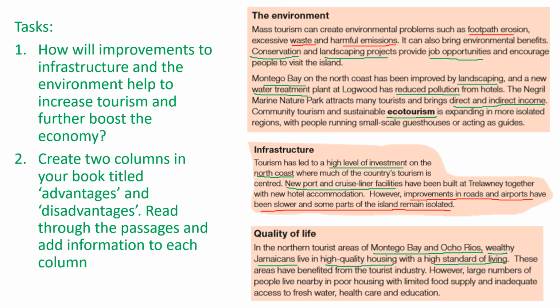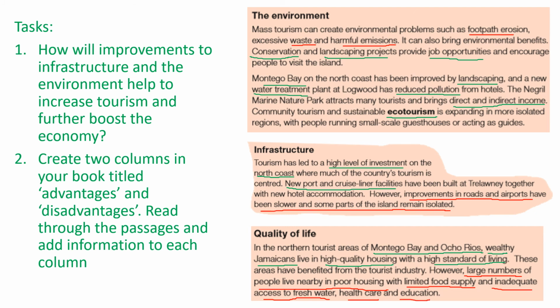Same with quality of life. Although we have wealthy Jamaicans living in good quality housing and a high standard of living in the north, we've got large numbers, not small numbers, large numbers of people living nearby in poor housing. They don't even have enough food supply. They've got inadequate access to fresh water, healthcare and education. So those are the negatives.